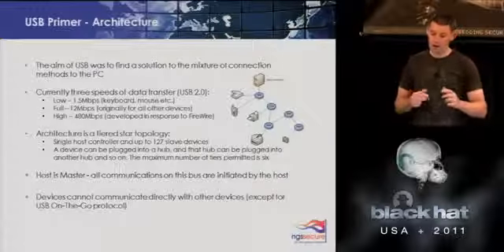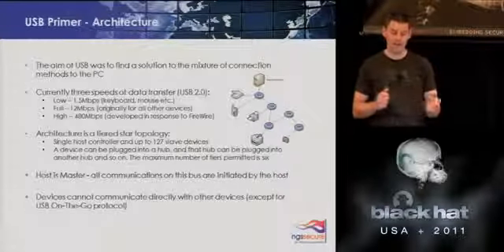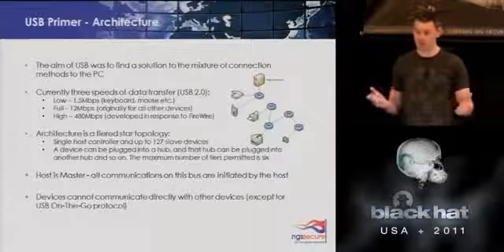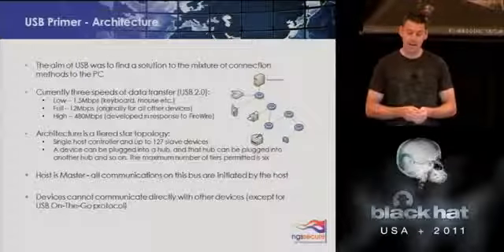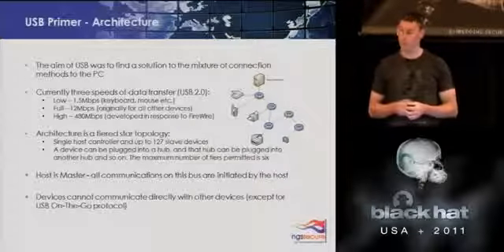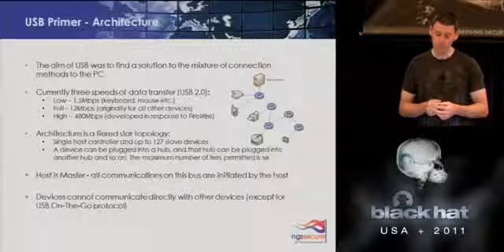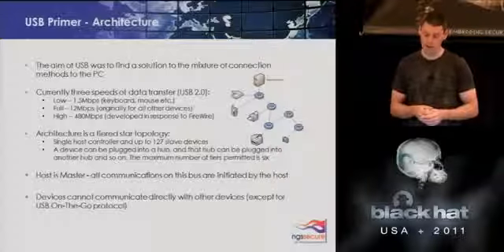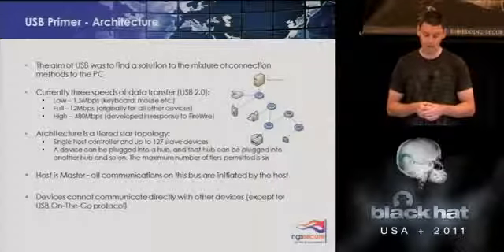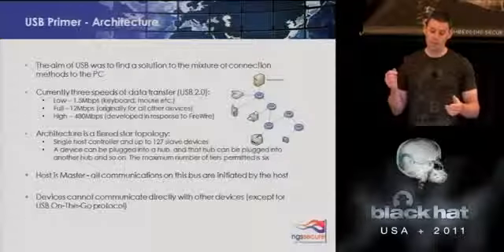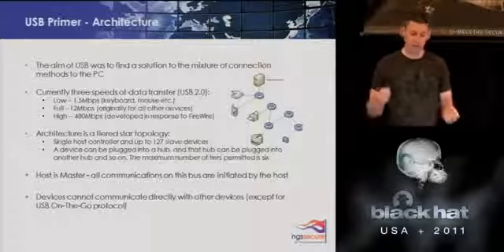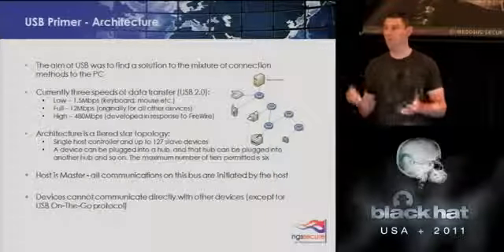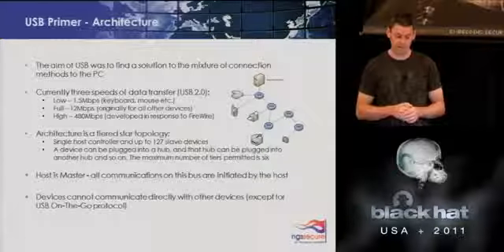USB as an architecture is a tiered star topology. So basically you've got a single host controller, which in most cases is a PC, and you can have up to 127 slave devices. Now the restriction of 127 is purely down to the number of bits that can be allocated to an address in one of the structures that are used. So you can plug devices into a hub, and you can plug hubs into hubs, but the maximum number of tiers of hubs connected to other hubs is 6.